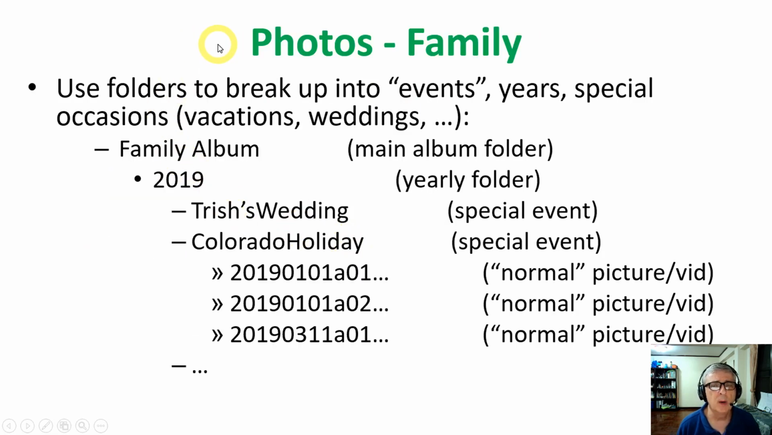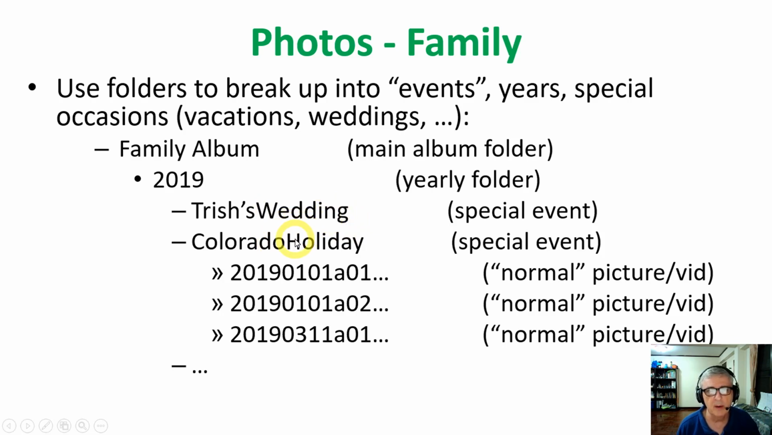Now, to make this one step more complex, what I typically do is I have a main family album, and then underneath that I have years, 2016, 17, 18, 19, like this. Under each year, I will have any special event like a wedding, Trisha's wedding, or a Colorado holiday. And then under each of those subfolders, I will have the pictures of that event.